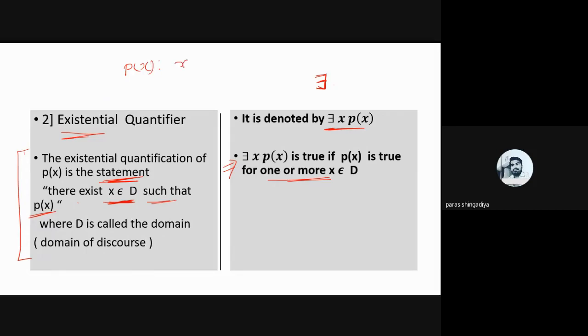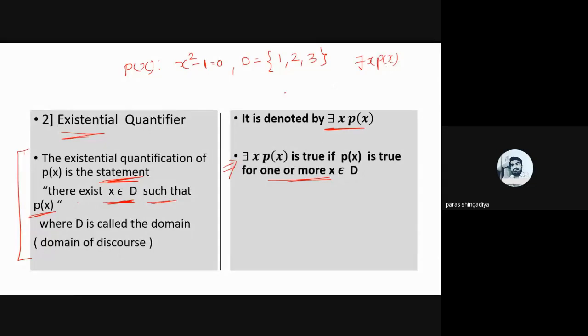For example, let us take P of x as x square minus 1 equal to 0, and D is equal to 1, 2, and 3. This is the domain given. The predicate is given as x square minus 1 is equal to 0, and the domain is 1, 2, 3. Now you have to check the answer of there exists x P of x, whether it is true or false.